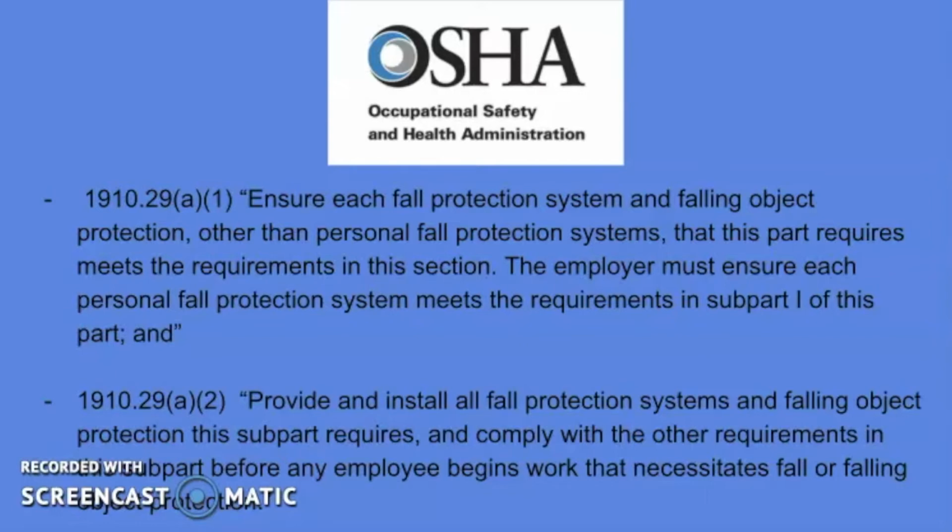So one section says, ensure each fall protection system and falling object protection, other than personal fall protection systems, that this part requires meets the requirements in this section. The employer must ensure each personal fall protection system meets the requirements in subpart 1 of this part. And number 2 says, provide and install all fall protection systems and falling object protection this subpart requires, and comply with the other requirements in this subpart before any employee begins to work that necessitates fall or falling object protection.